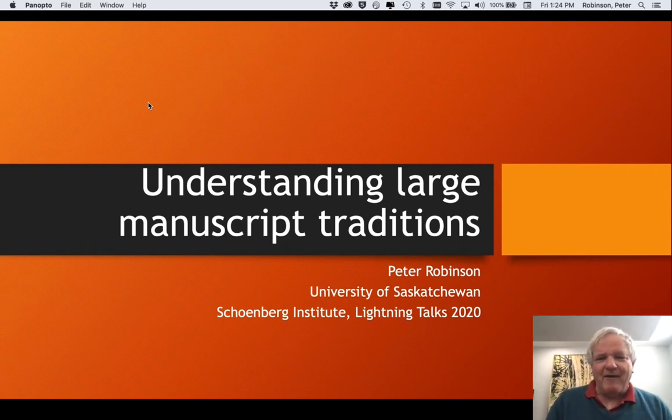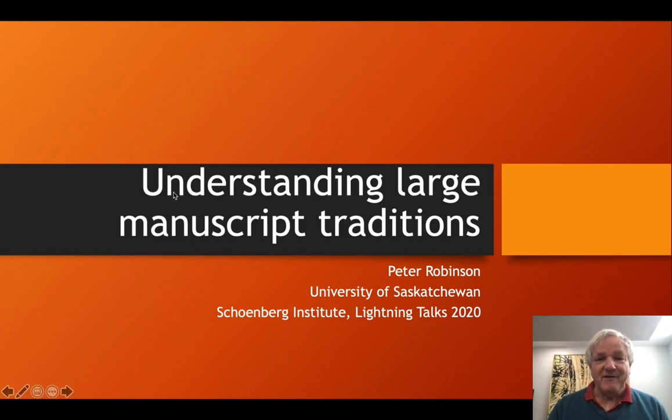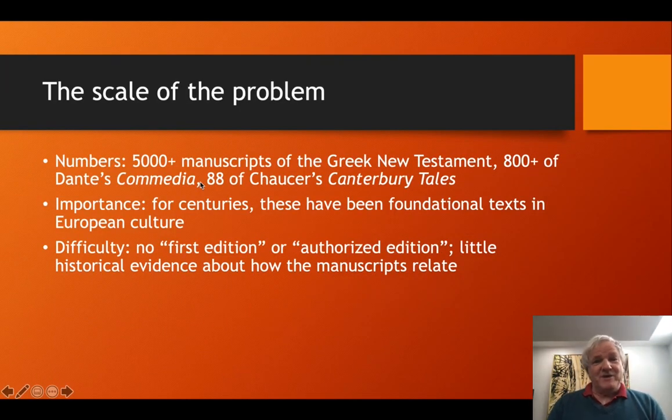I'm going to talk now about understanding large manuscript traditions. And by large, we mean large. 5,000 plus manuscripts of the Greek New Testament, 800 or so of Dante's Commedia, 88 of Chaucer's Canterbury Tales. Not just large, but important. For centuries, these have been foundational texts in European culture, and not just large and important, but difficult.